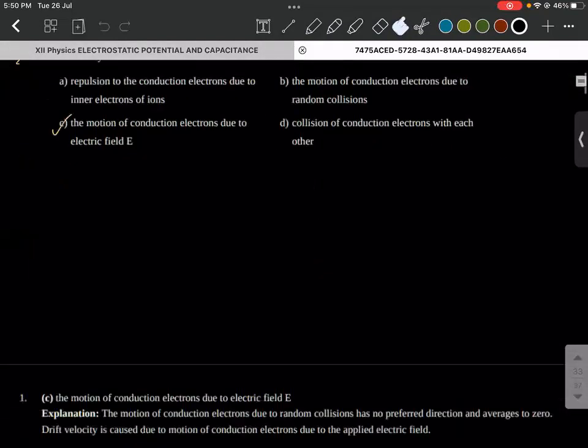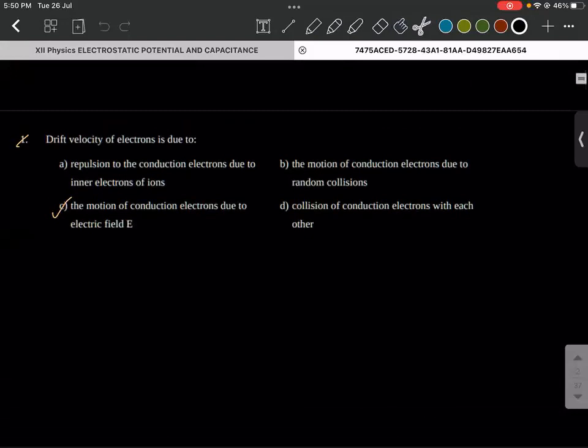I think current electricity was comparatively easy. Shall we move to the next chapter? That is, we'll see the questions from this. Drift velocity of electrons is due to the motion of which one? So read all the options. Tell me why each option is wrong in the first place.